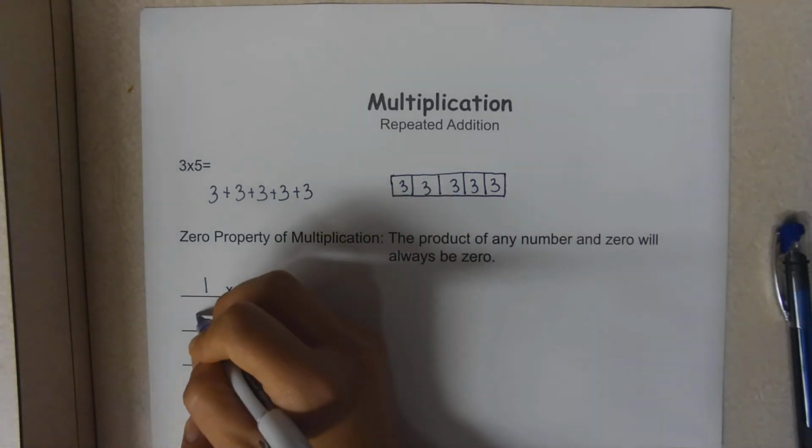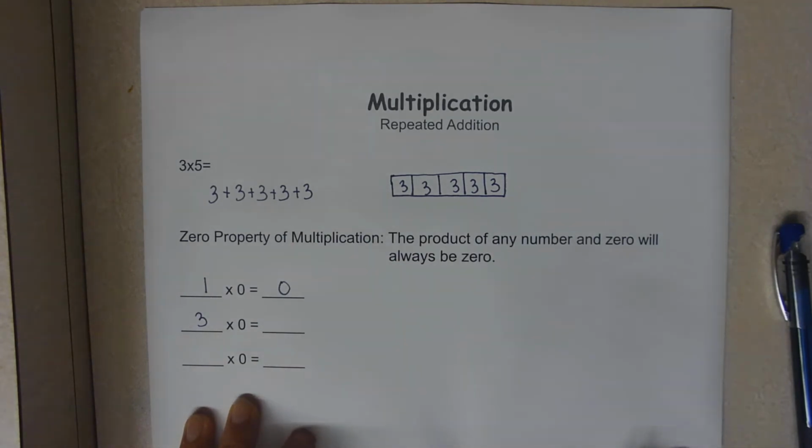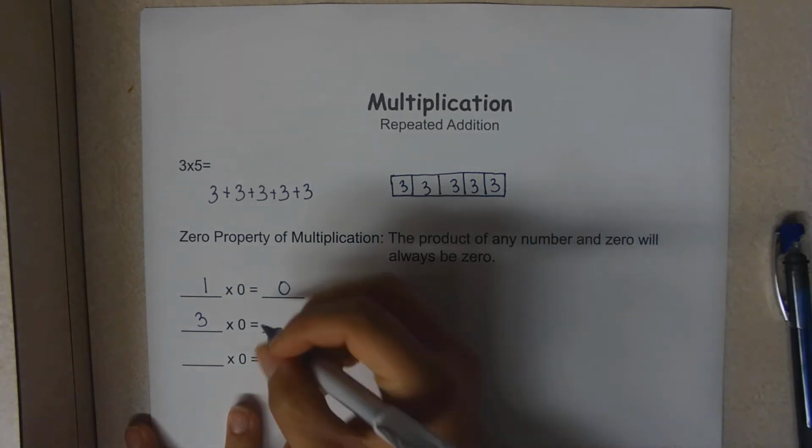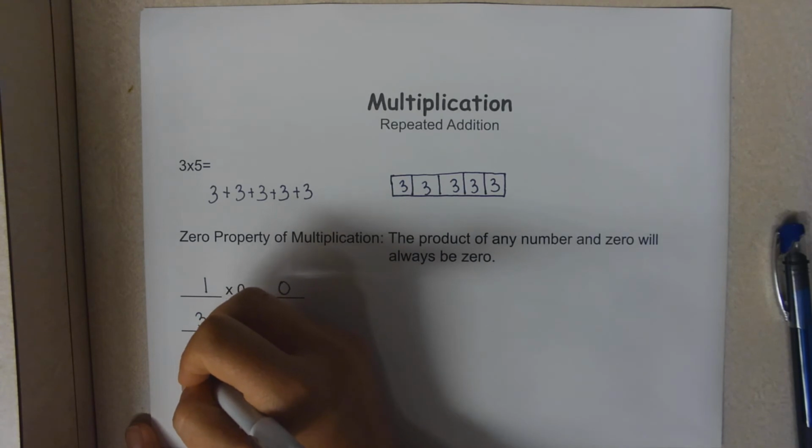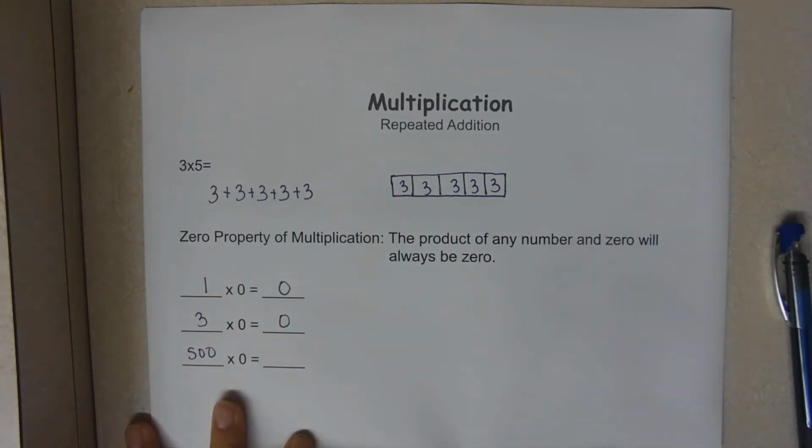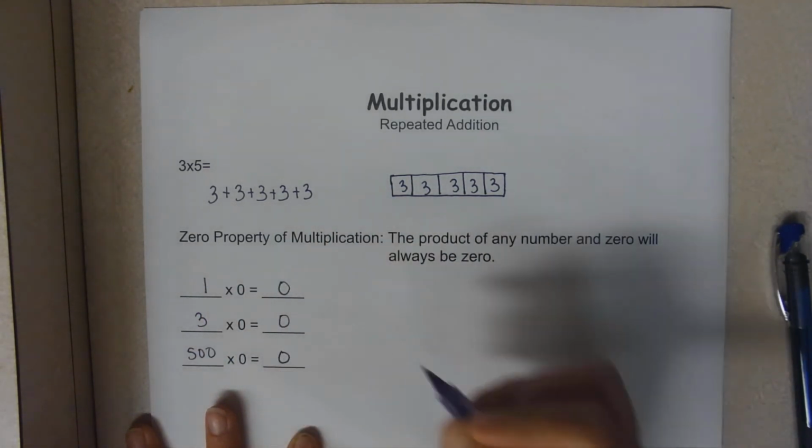It doesn't matter if it's 3. 3, 0 times is still 0. 500, 0 times will be 0.